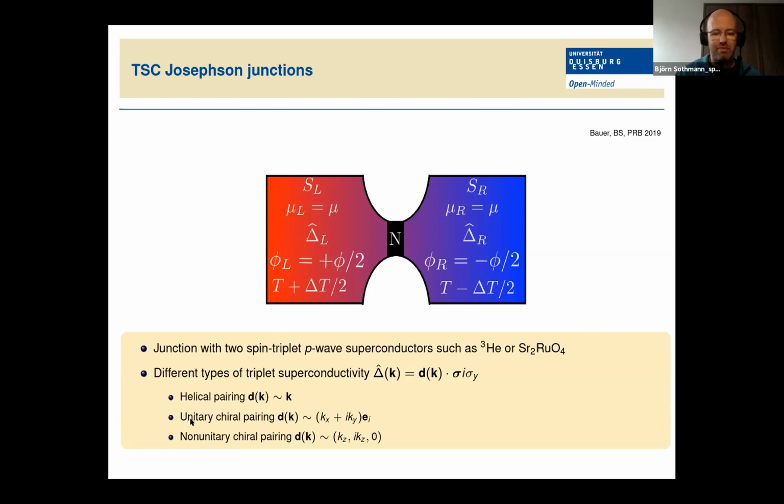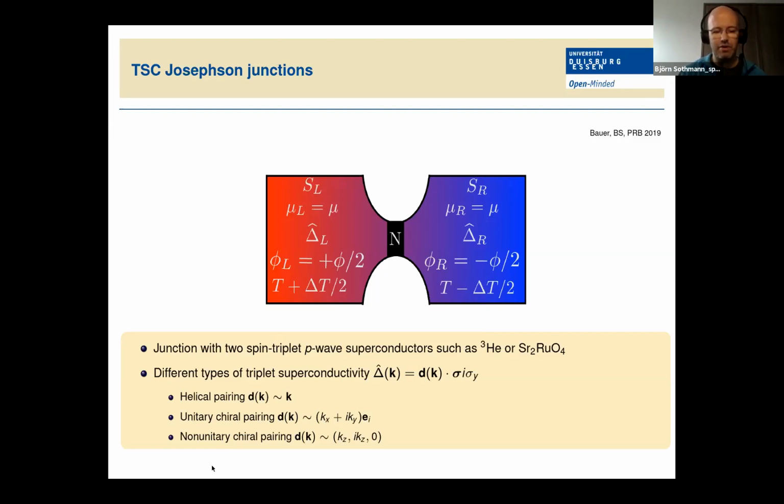The second type of pairing that we want to consider is unitary chiral pairing, where the D vector is proportional to kx plus iky. This phase is more complicated. It breaks time reversal symmetry. It also has a preferred axis in spin space, and there are also 2 nodes appearing in the gap function.